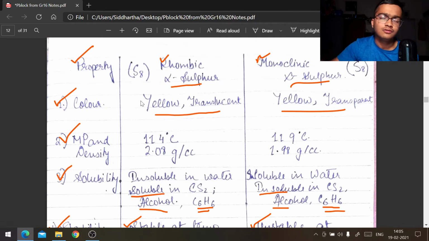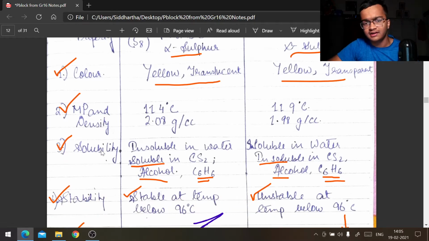For sulfur, there are two types: one is rhombic sulfur, and the other is monoclinic sulfur. The rhombic sulfur is also called alpha sulfur, and the monoclinic is also called beta sulfur. Color: this is yellow translucent, that is yellow transparent. The melting and boiling points are 114 and 119 degrees, and density is also given here.